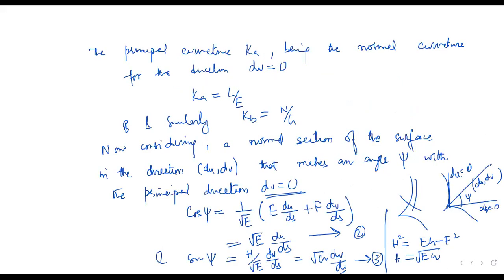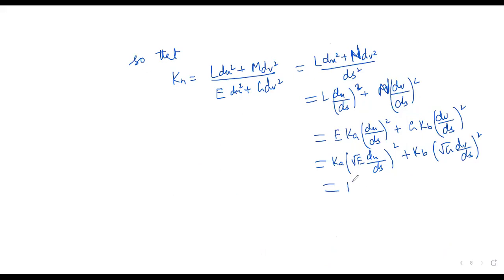which, using these equations, second and third, would be cosine and sine. Root e du by ds would be k sub a into cos square psi plus k sub b into sine square psi by second and third.